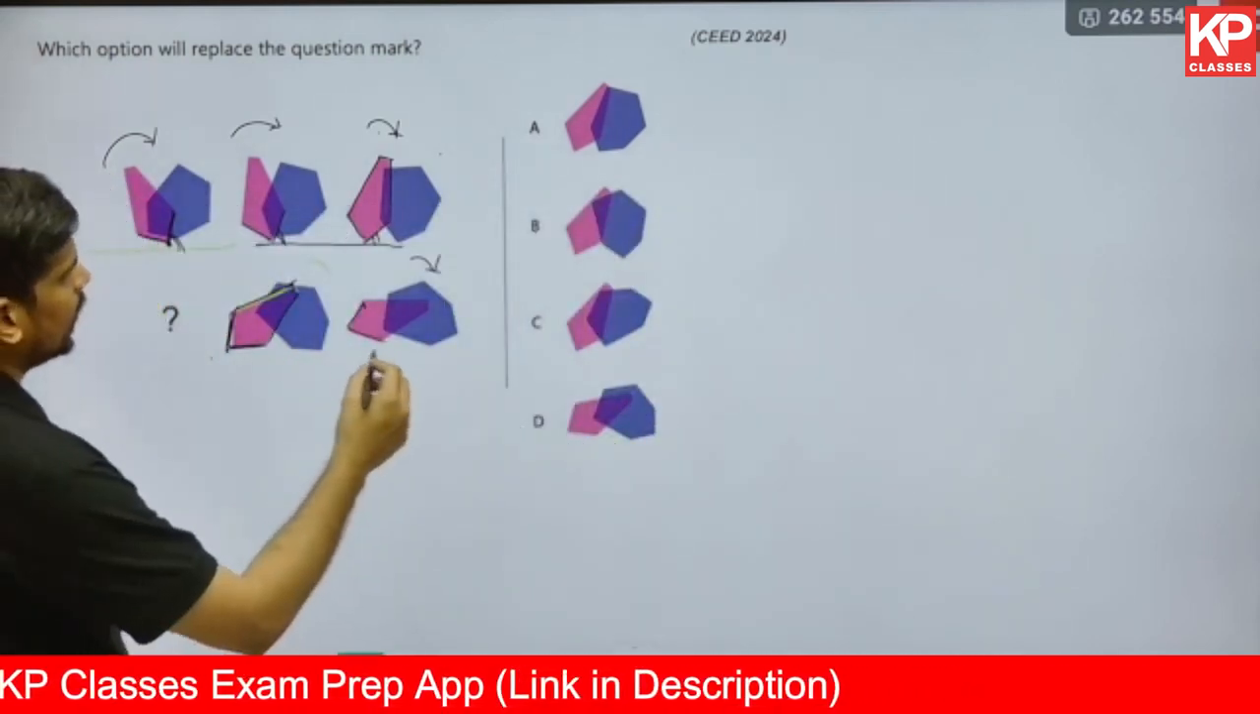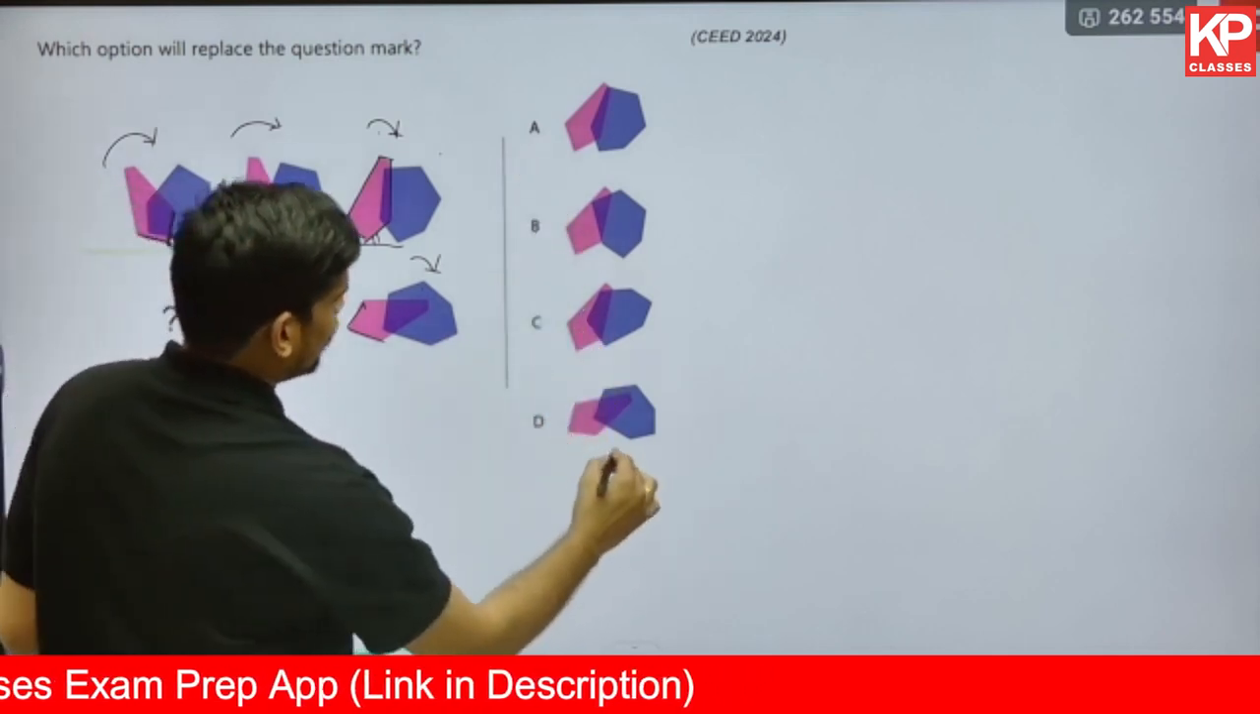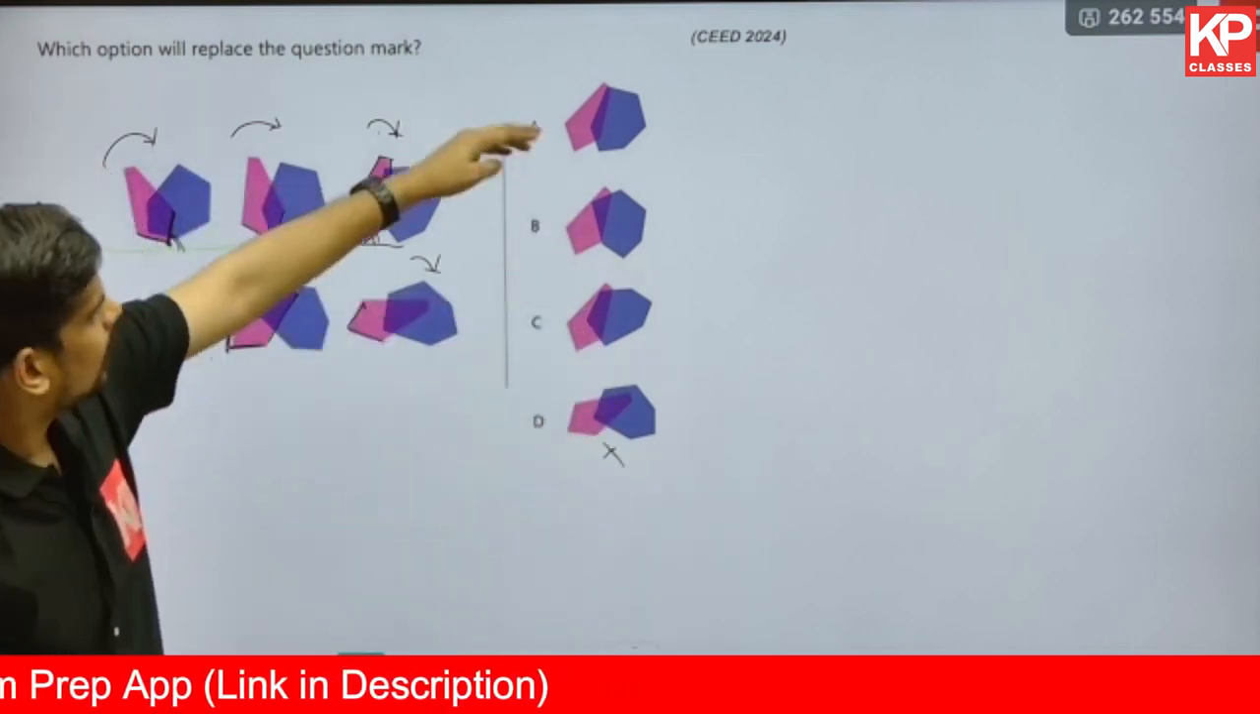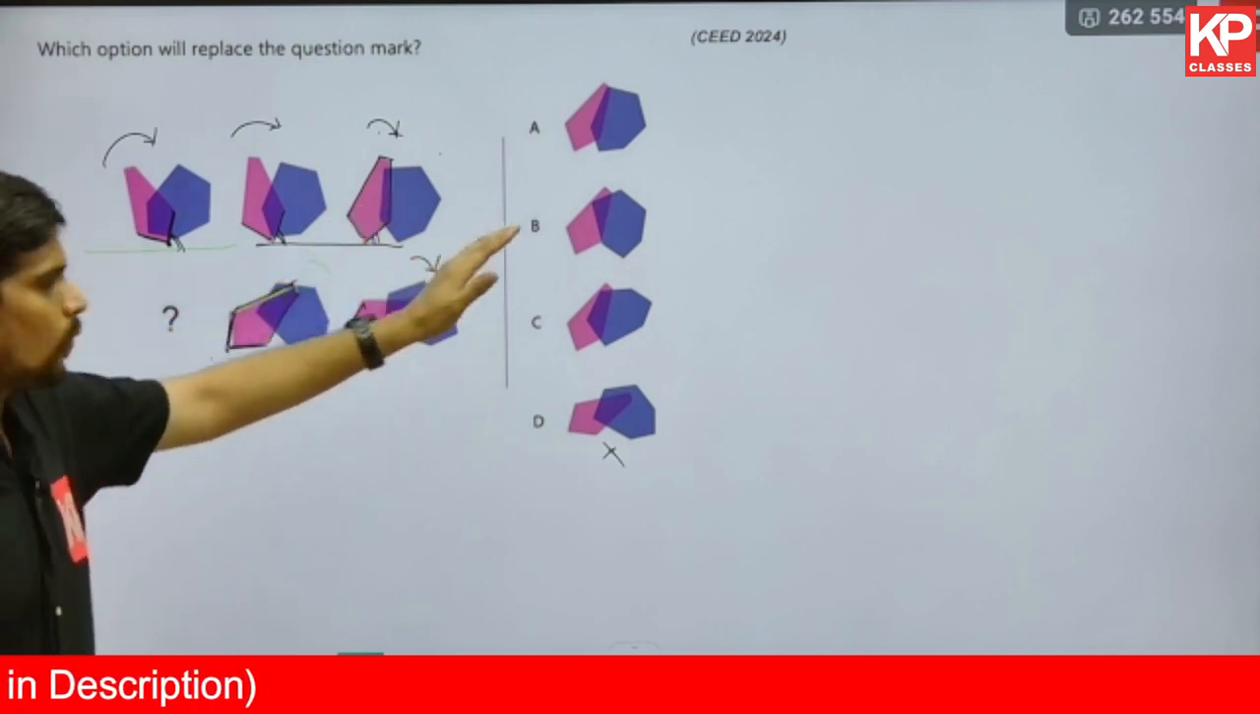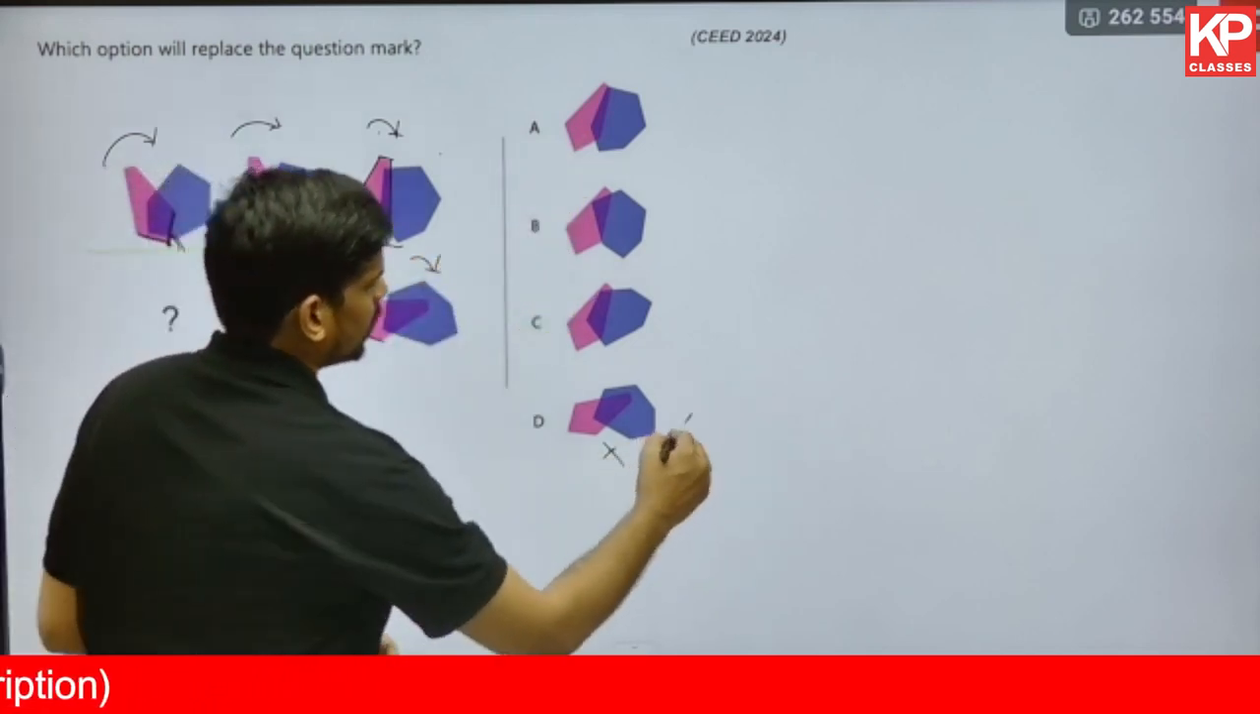So probably if you observe the options, this for sure cannot be the answer. Remaining three have the same position. It is something between this and this. So A, B or C can be the answer, but not D.